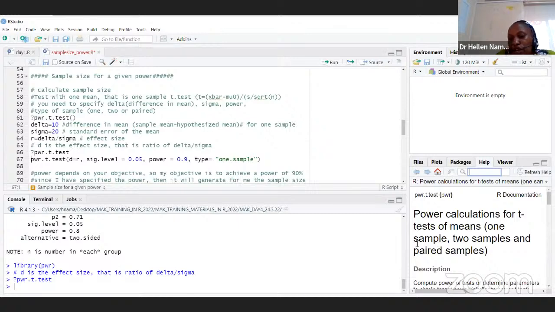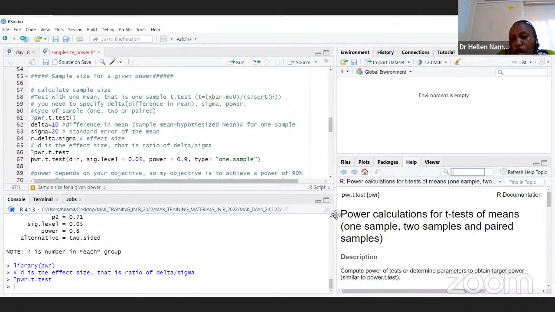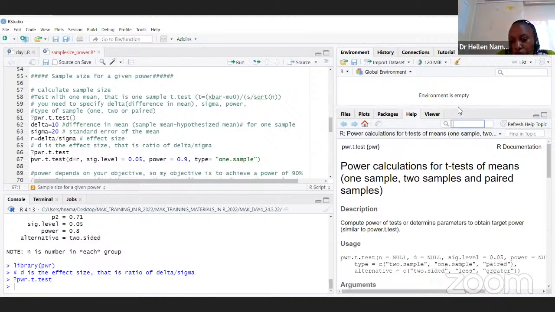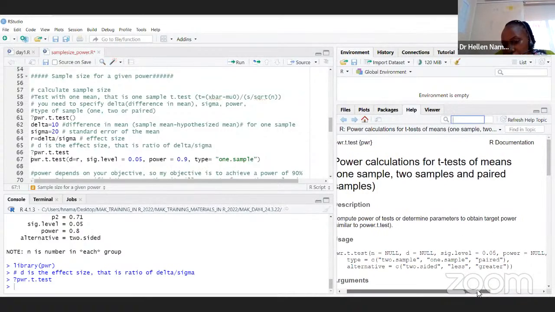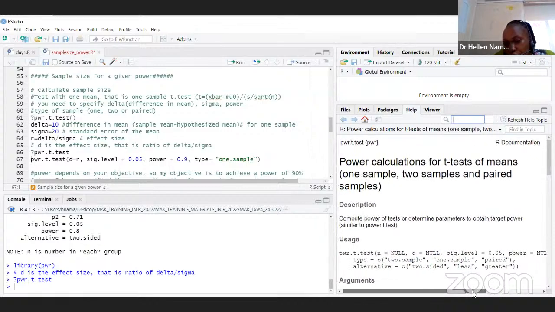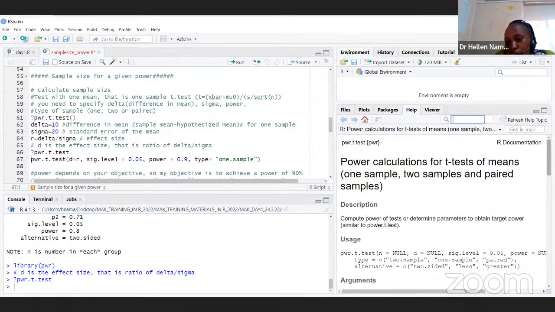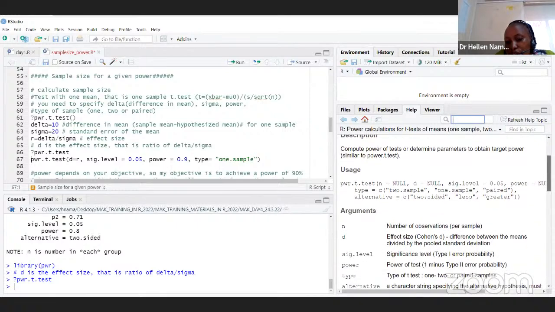The moment you run, you can come and check in your help window and see what is involved in that particular command. So I've got N, which I can define, that is the size. Then my D, that is the margin of error. Then the significance level. We've got the type, and the power is null. You can proceed down and then read through.